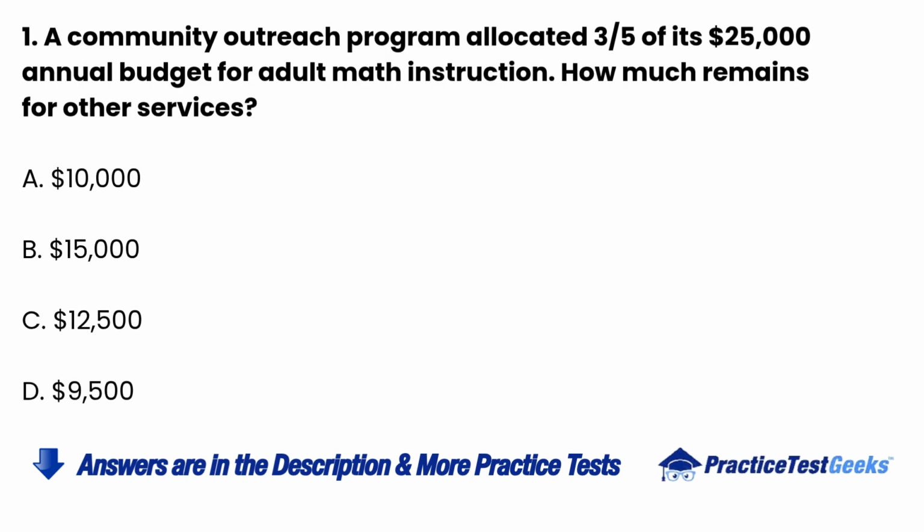1. A community outreach program allocated 3/5 of its $25,000 annual budget for adult math instruction. How much remains for other services? A. $10,000. B. $15,000. C. $12,500.